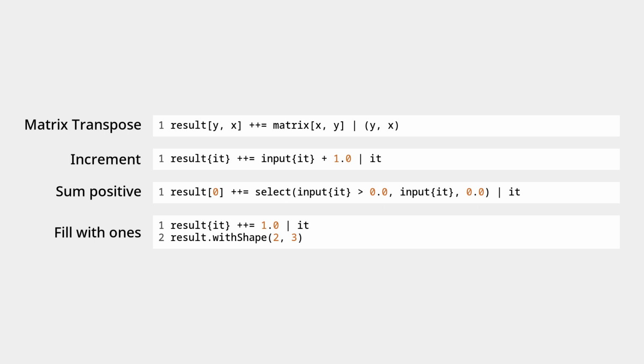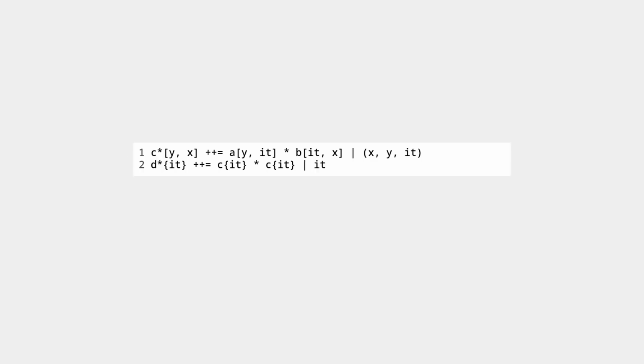To build more complex programs, we can also combine multiple kernels. The simplest version of this is using the output of one kernel in another kernel. Here, the matrices A and B are multiplied with each other, and the resulting matrix is squared element-wise.